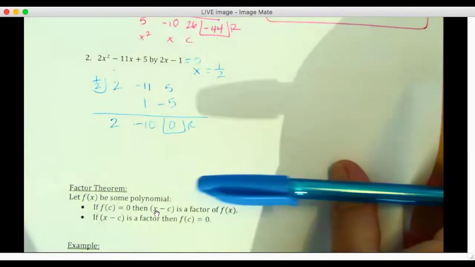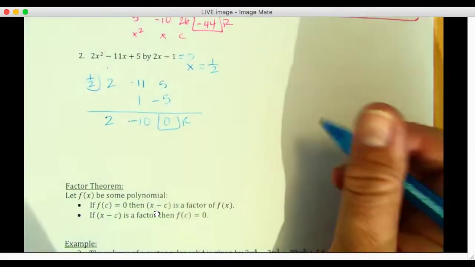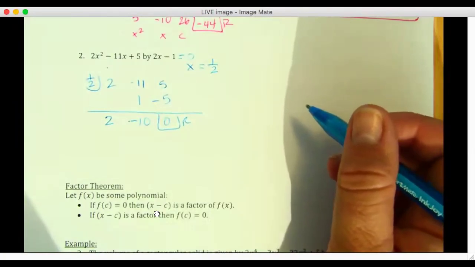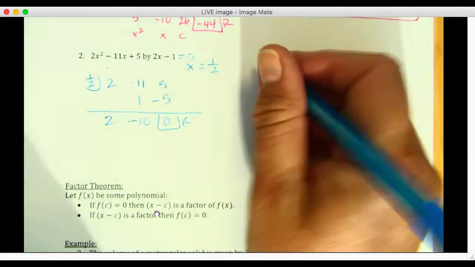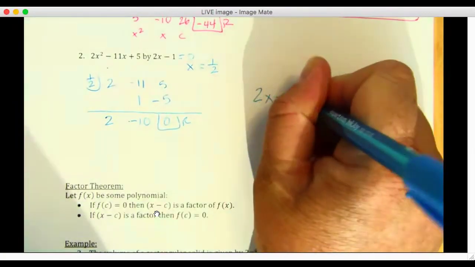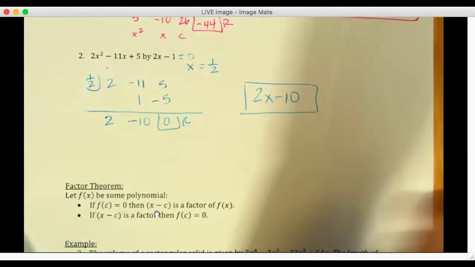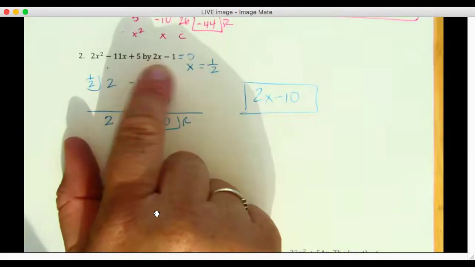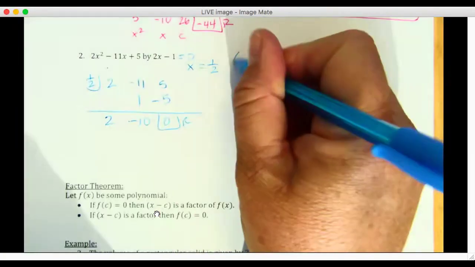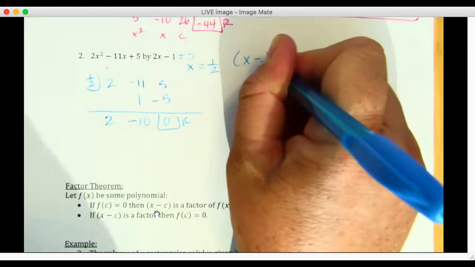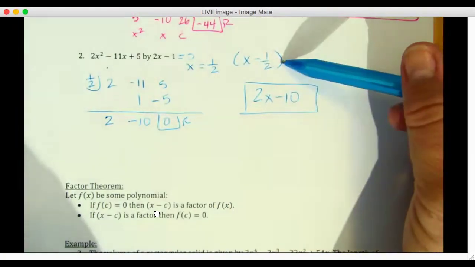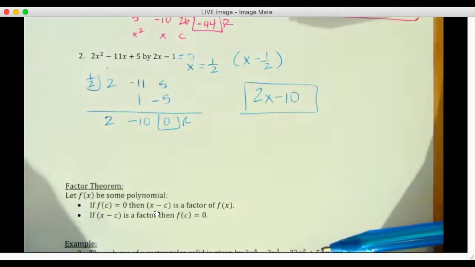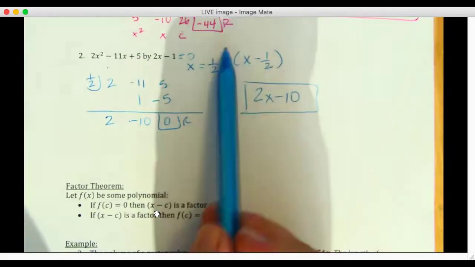So if I have 2x squared minus 11x plus 5 divided by 2x minus 1, my answer is 2x minus 10. Now, what we've actually divided by here is not 2x minus 1. What we've actually divided by is x minus 1/2. And this is what you'd have to multiply this by in order to get back to the original. Okay, what we've essentially done is divided this factor by 2.